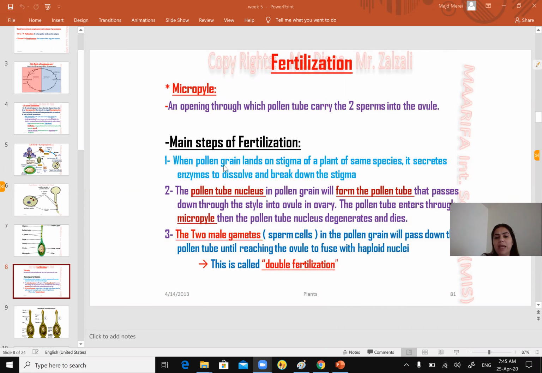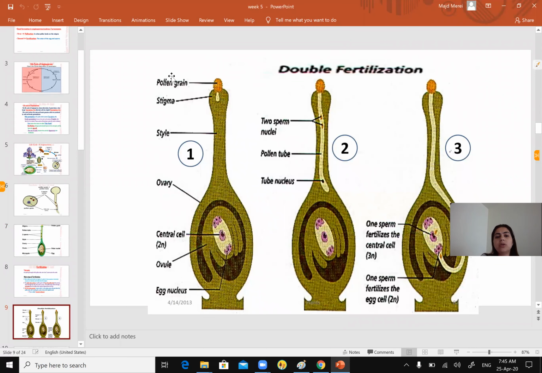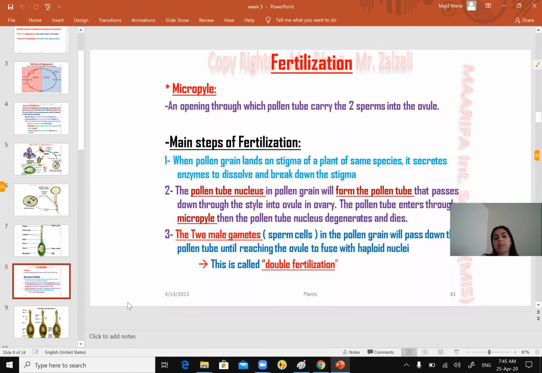The first one, the pollen grain lands on a stigma. This is pollination, right? What will happen after that? It secretes enzymes to dissolve and break down the stigma. So here, the first stage, the pollen grain lands on the stigma and secretes enzymes, breaking down the stigma. Now notice how the pollen tube will start to form from the pollen tube nucleus. The second step, the pollen tube nucleus and pollen grain form the pollen tube that passes down through the style into the ovule. The pollen tube enters through the micropyle, then it will degenerate and die, okay? Once it finishes its function or job, which is to deliver these two sperms into the ovule, this pollen tube degenerates.